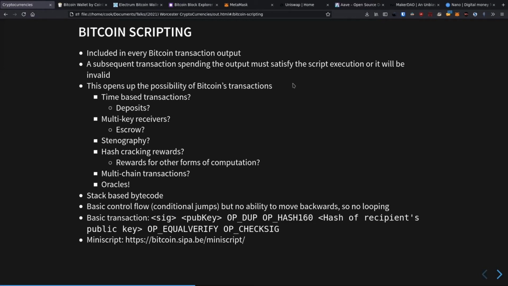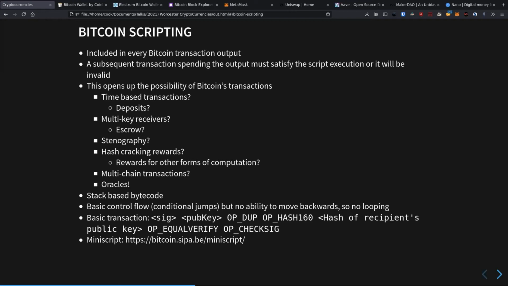And this opens the ability to have a full virtual machine, which basically adds a lot of possibilities. So for example, you could have a time-based transaction where the transaction will only be spendable after a certain amount of time. You could have a deposit where you send the transaction, but you'll only be able to get it back after a week or something. You could have multi-key receivers, so you could have a transaction where multiple people would have to sign it in order to receive the money. So sort of an escrow service.